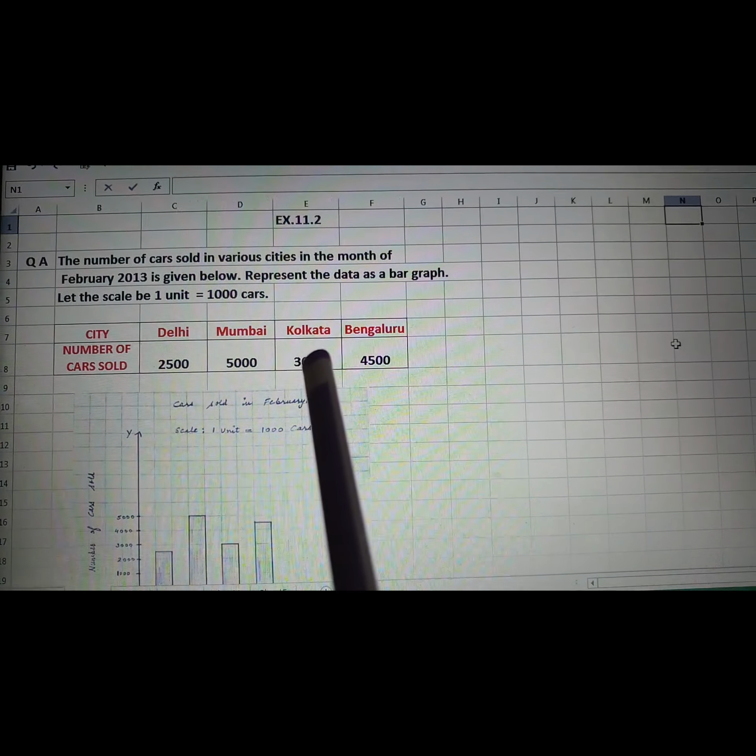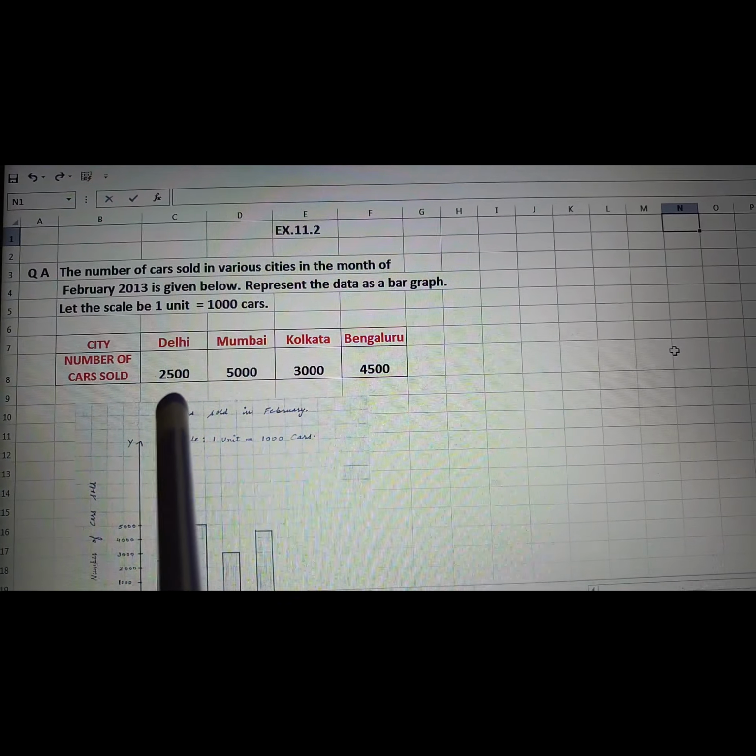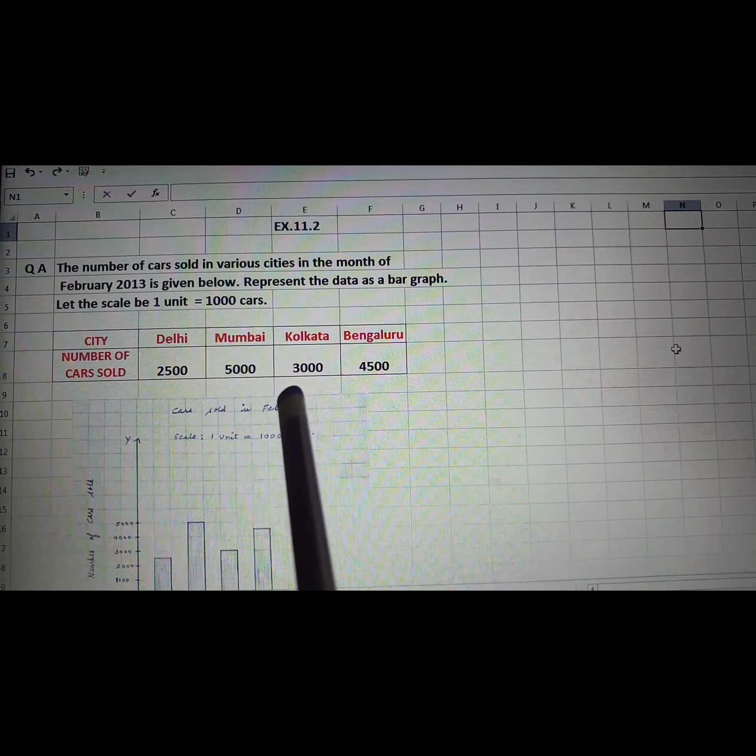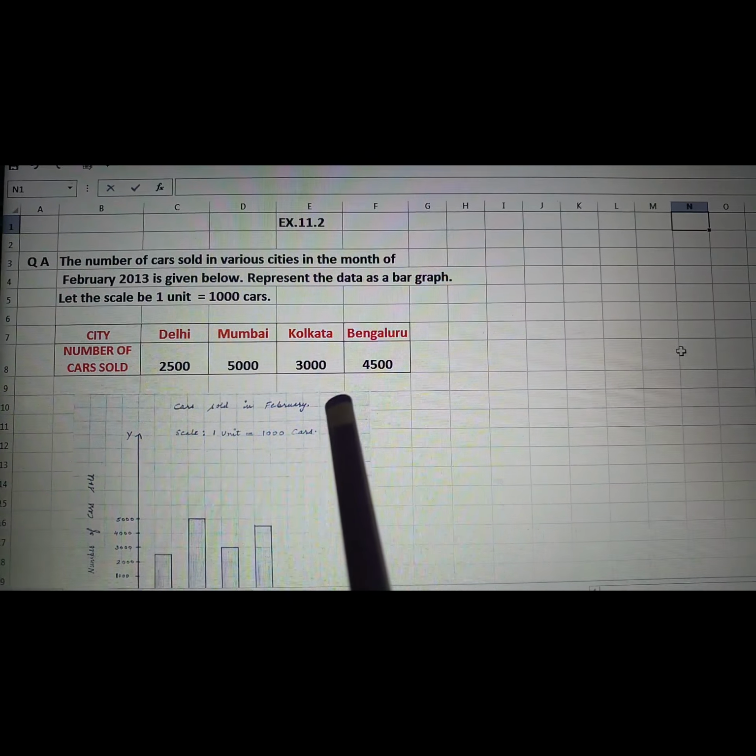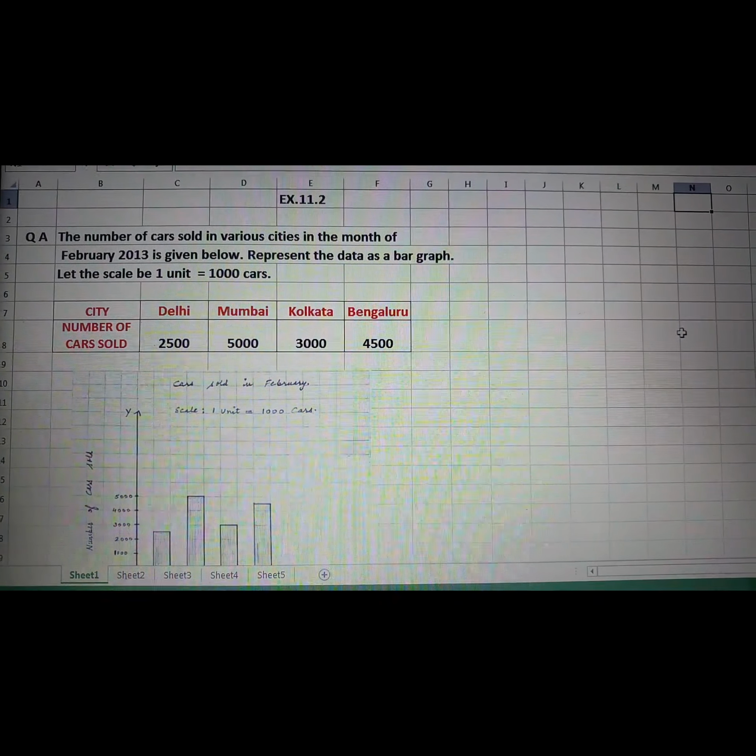Now here the data is given city, Delhi, Mumbai, Kolkata and Bengaluru and the number of cars sold. Delhi 2500, Mumbai 5000, Kolkata 3000, Bengaluru 4500. Now we will represent this data in the form of bar chart.